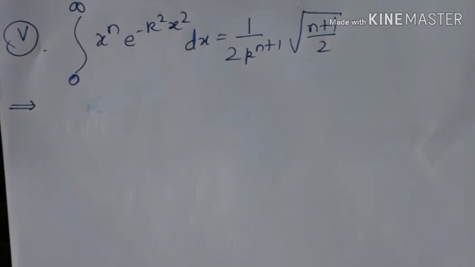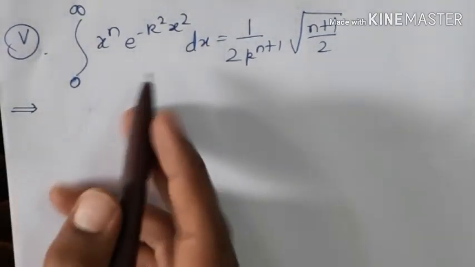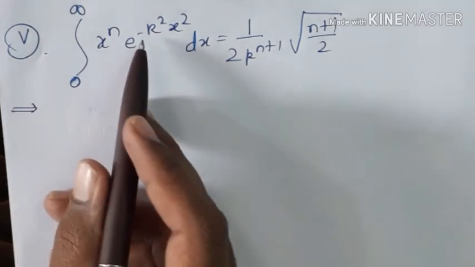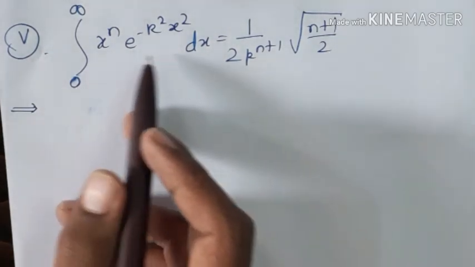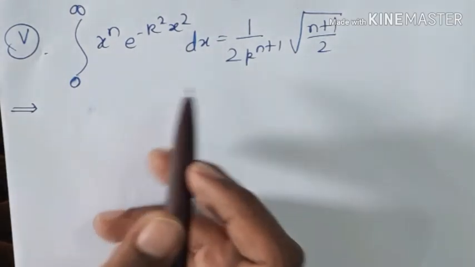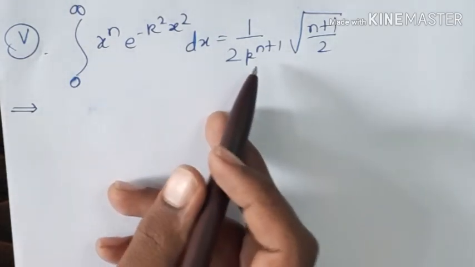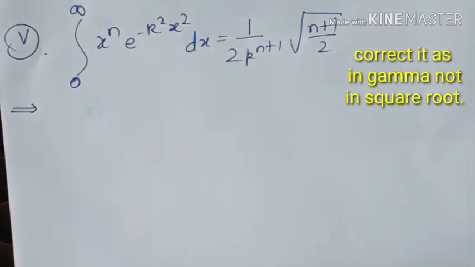So friends, this is our next question. This question is very important, as you can understand everything from this question. Here we have to prove that the integral from 0 to infinity of x to the power n e raised to minus k square x square into dx is equal to 1 upon 2 into k raised to n plus 1 into gamma of n plus 1 by 2.